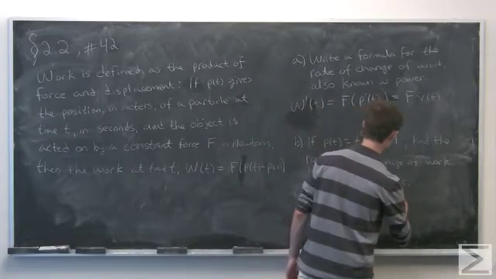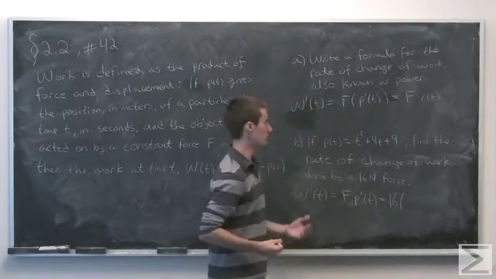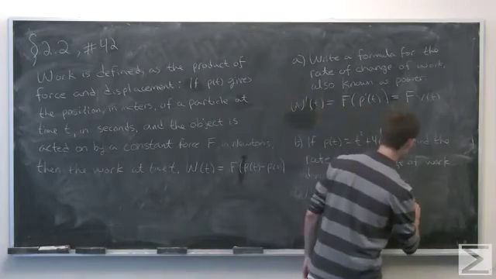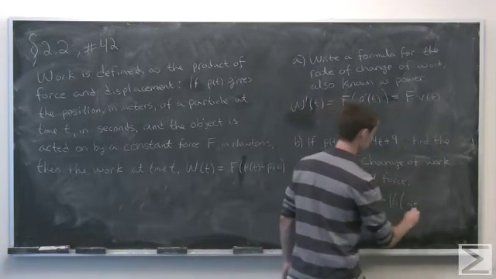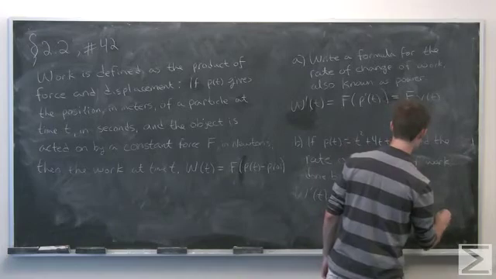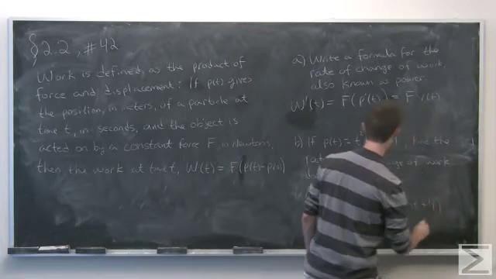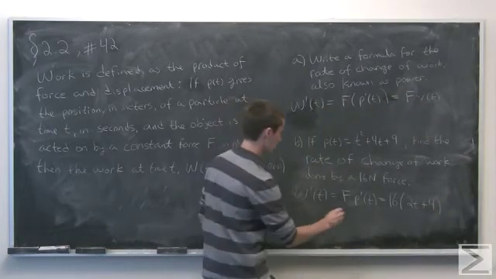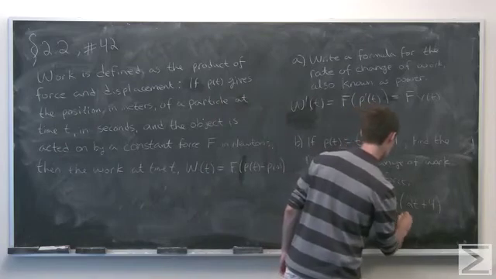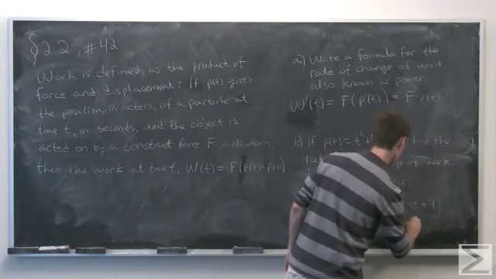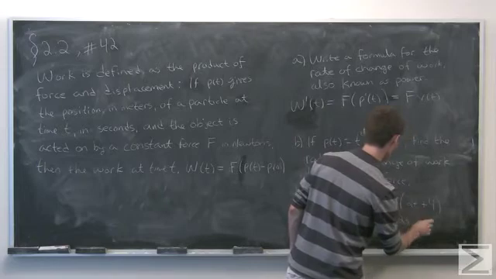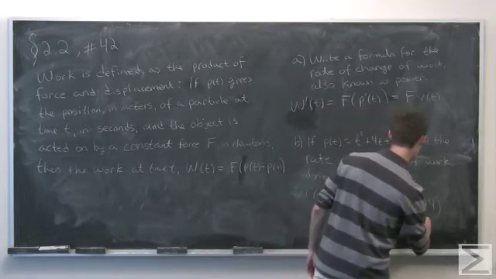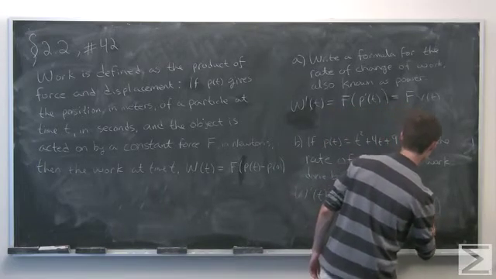So this is going to be equal to 16 times the derivative, which is just going to be 2t plus 4, which is equal to 32t plus 64.